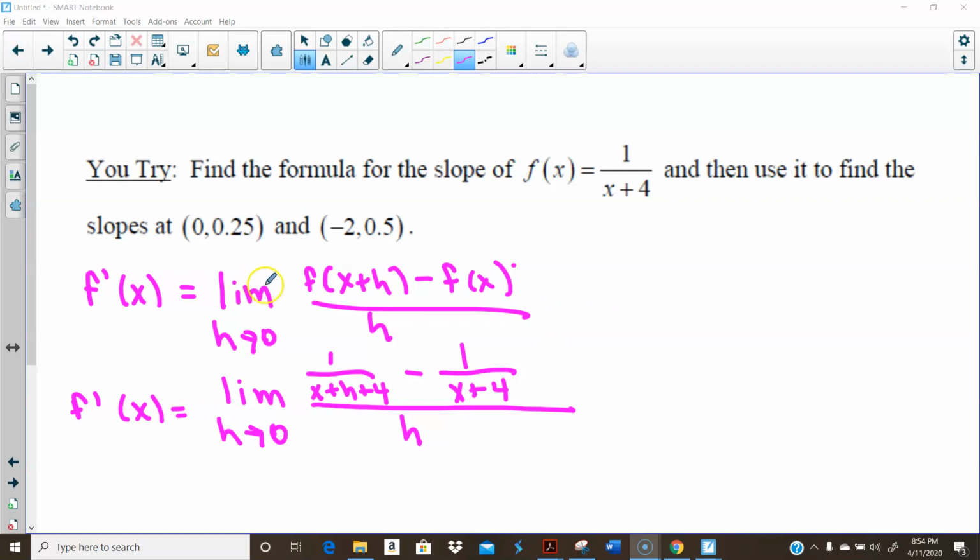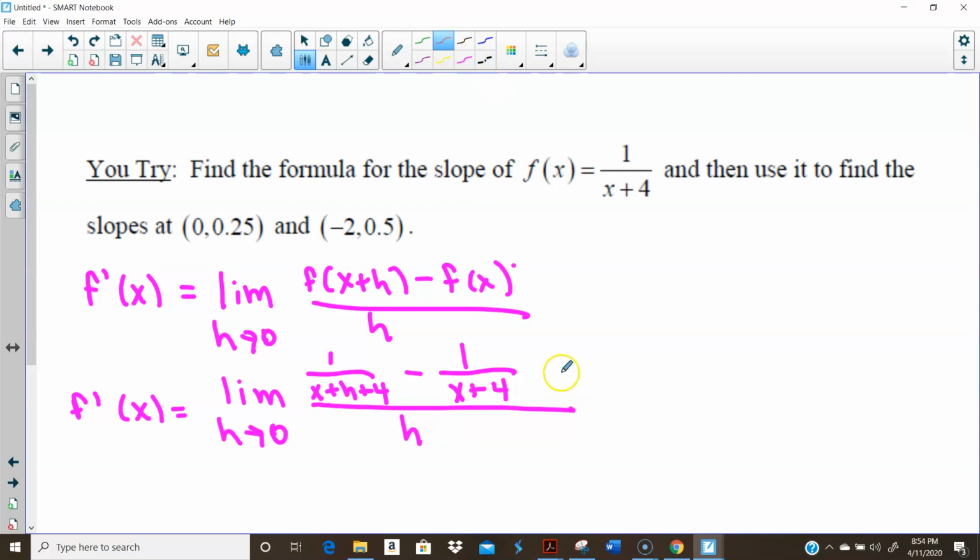But anyway, so I did the limit as h approaches 0 of f of x plus h minus f of x over h. And the whole reason that all year we've been practicing with this function is for this moment where we can use it to find the derivative. So everywhere I saw x, I plugged in x plus h, which gave me 1 over x plus h plus 4, subtract 1 over x plus 4, because it's subtract f of x. This is f of x all over h.